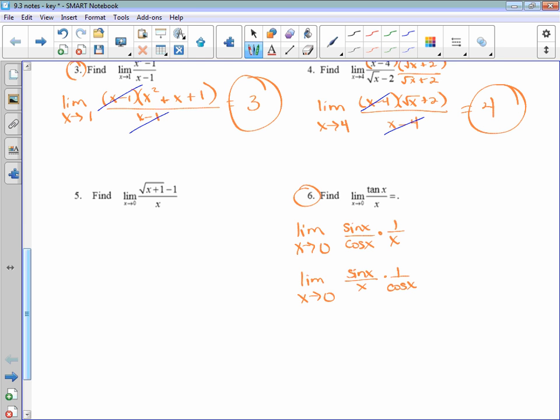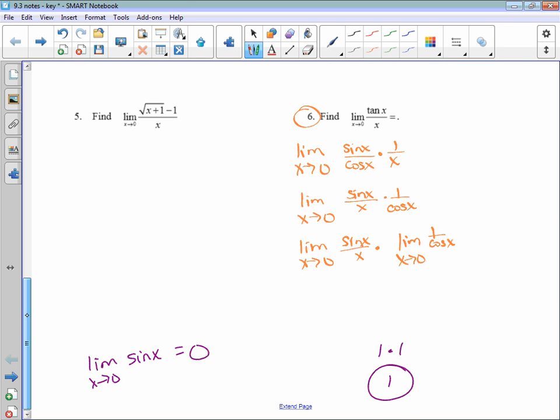Guys, proper notation is to write that limit as x approaches 0 in each step, okay? We'll need points here. Not a lot, but some. Okay. Now we can look at this as two individual pieces. You're basically thinking of the limit as x approaches 0 of sine of x over x times the limit as x approaches 0 of 1 over cosine of x. Okay? Sorry, let me move this up a little for you guys.